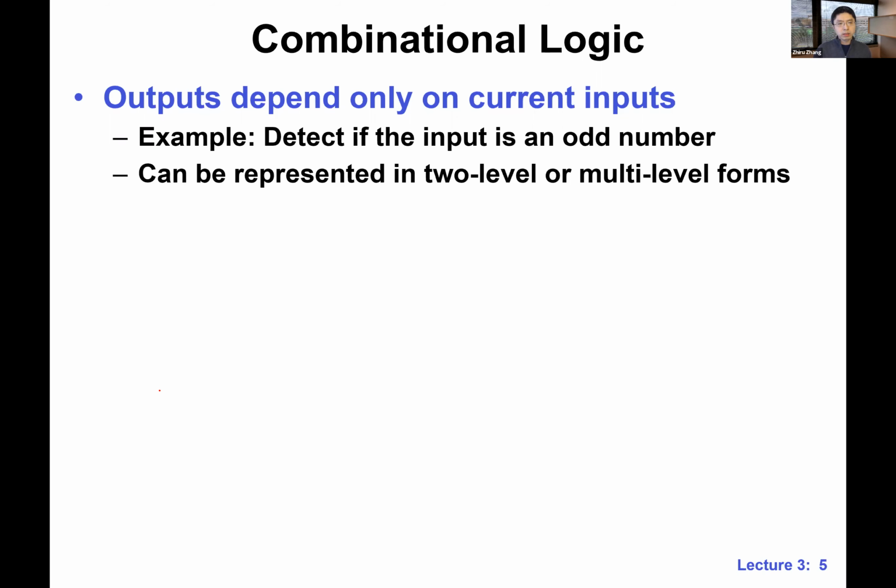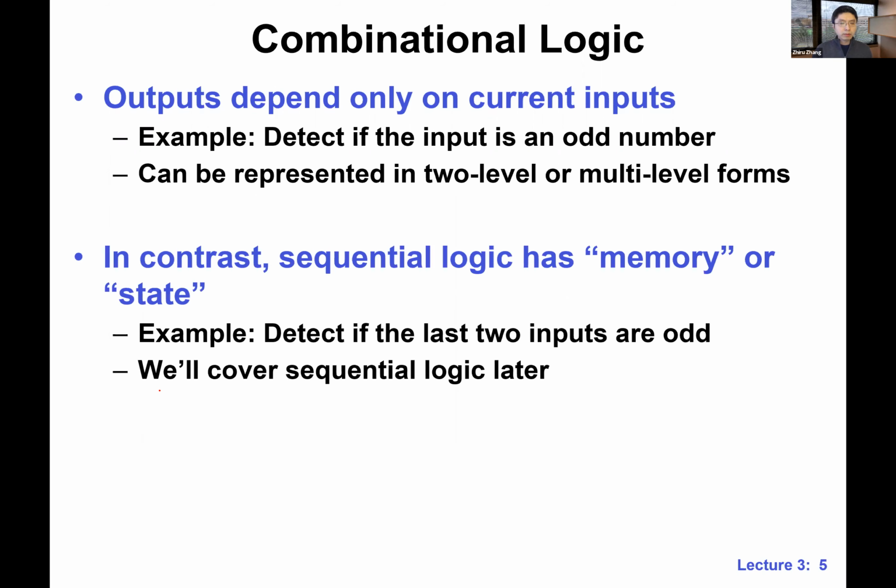Usually we can express it using a 2-level form or multi-level form. In this lecture, we're going to be talking about 2-level form. Next lecture, I'll briefly talk about multi-level form. It may not be too clear, so what exactly is combinational logic?